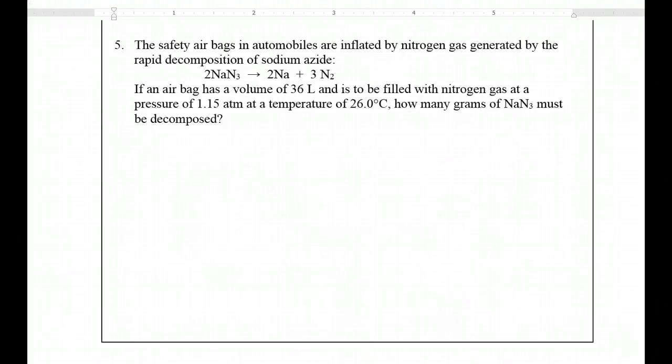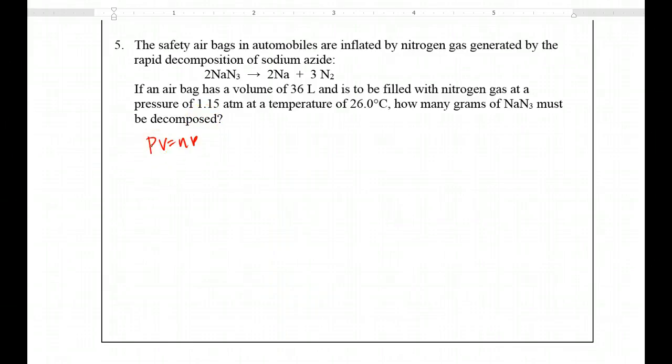And so if you read the problem, you have a volume of 36 liters and a pressure of 1.15 atmospheres and a temperature of 26. All that information is about nitrogen. So our plan of attack is that we are going to start with PV = nRT, but when we solve for n, it will be for moles of nitrogen gas. And then once... oh, why did that disappear? Once we have n, then we will be able to use stoichiometry to get... okay, that's very weird. We'll try it again. Hopefully it doesn't disappear again. Let me pause for a second.